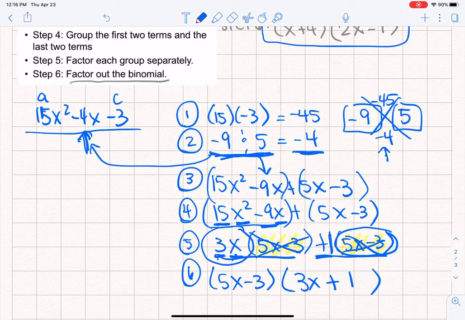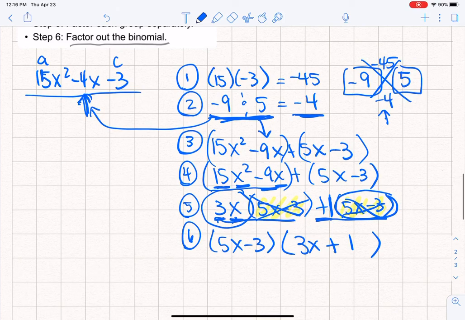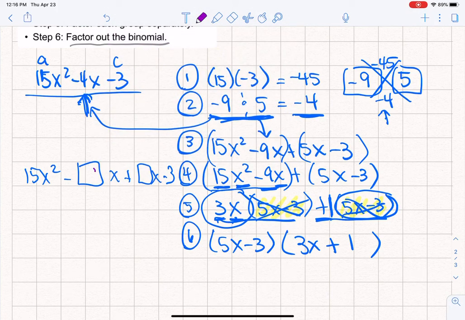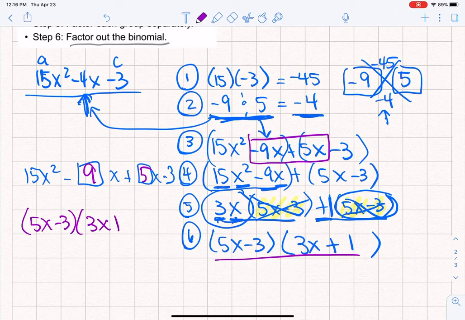All right, so for this answer, I would have to find where it says 15x squared, and if it says minus something x plus something x minus 3, I would plug in the 9 and the 5, because that's what I used right here in the middle. Okay, and then the final answer is this one. So that's what I'm going to put in, 5x minus 3, 3x plus 1. And that's how you factor using the AC method.